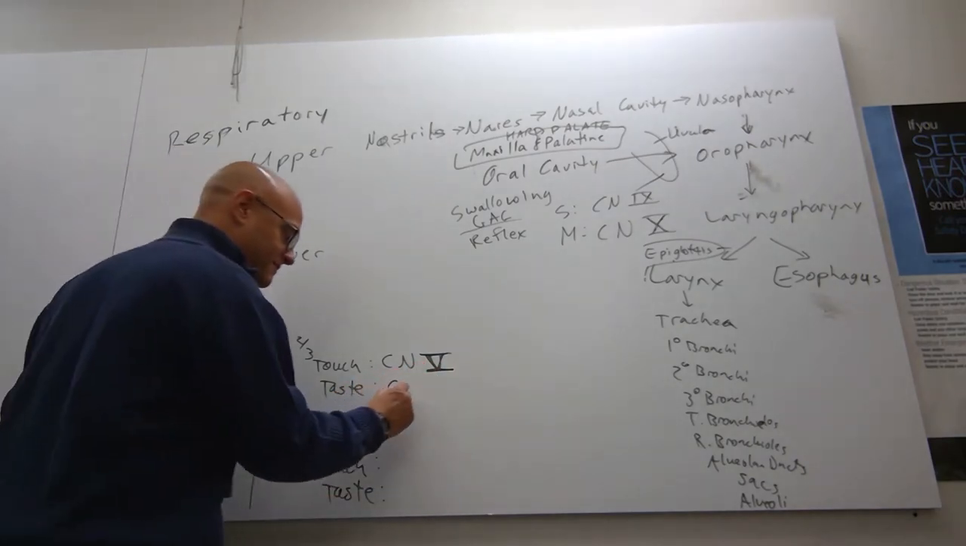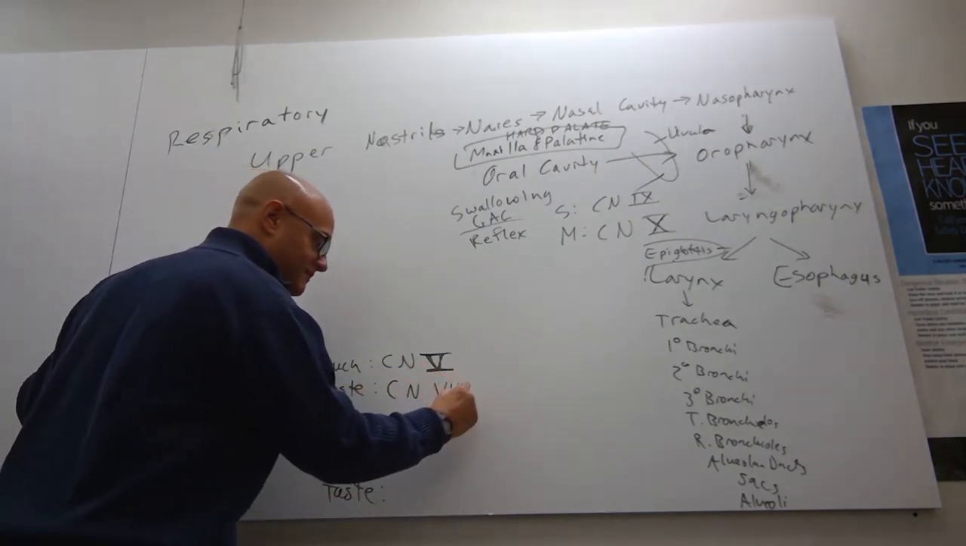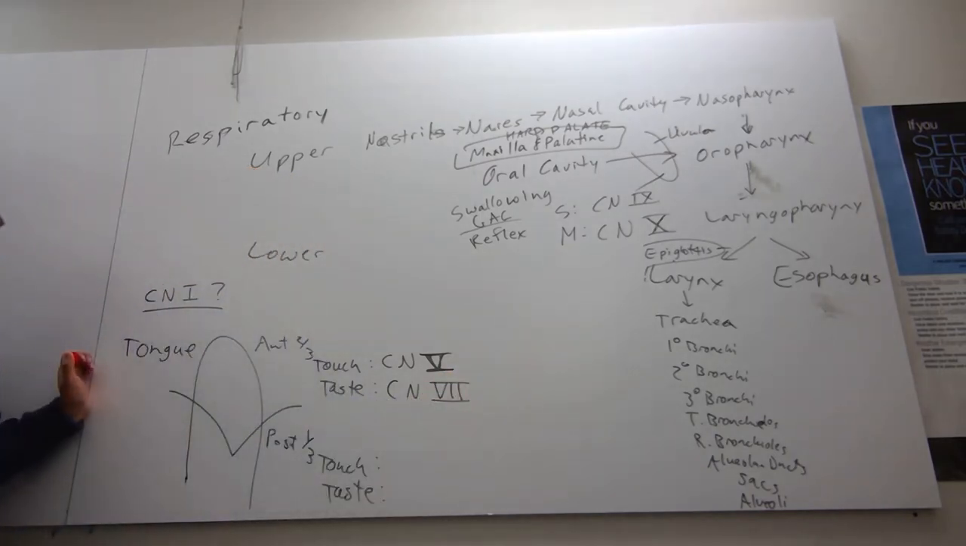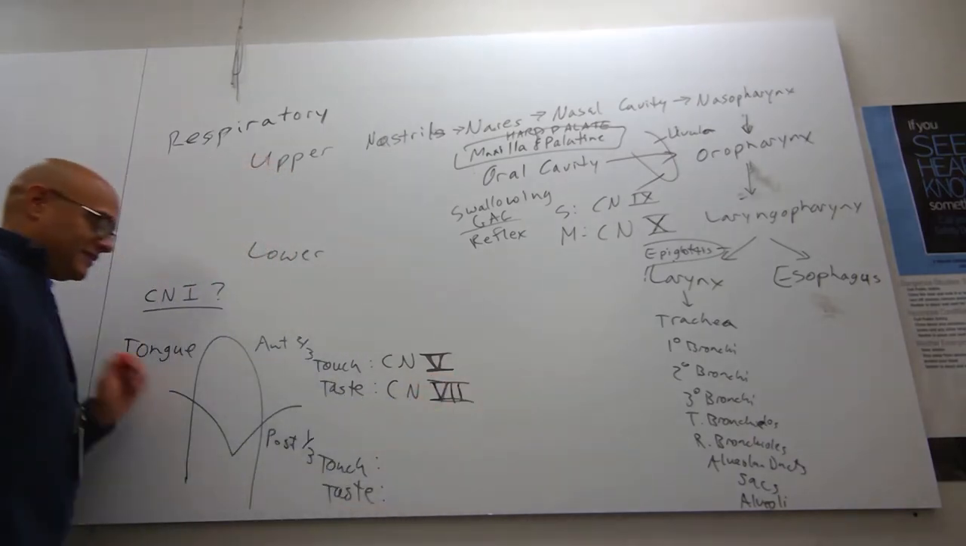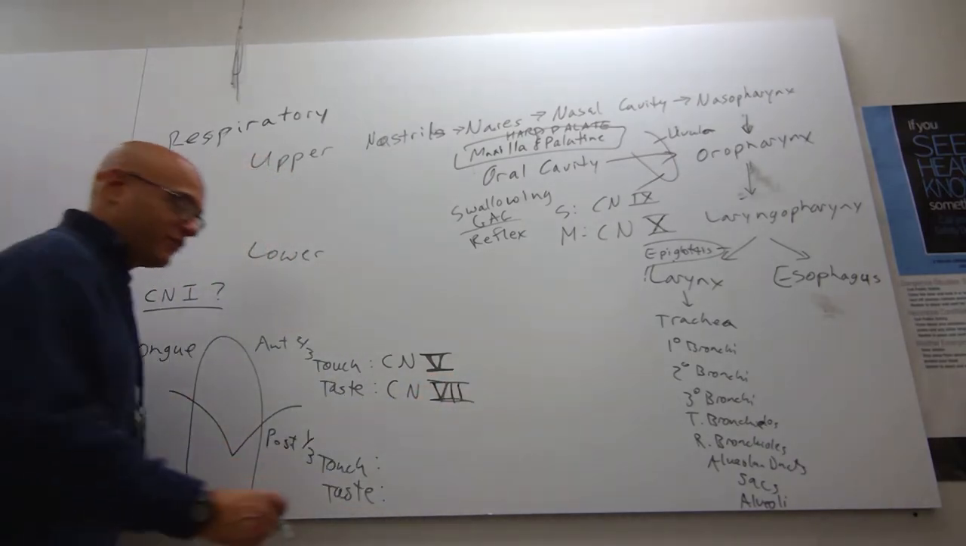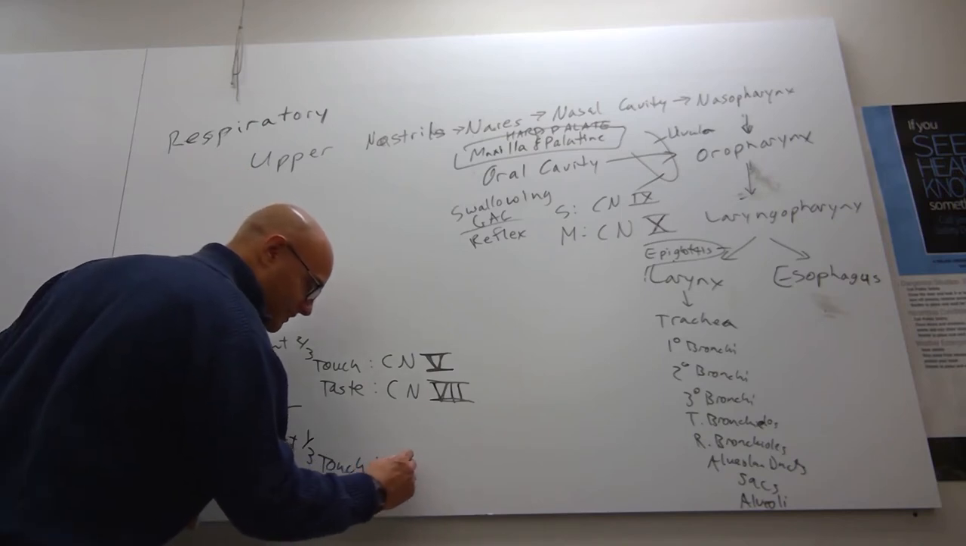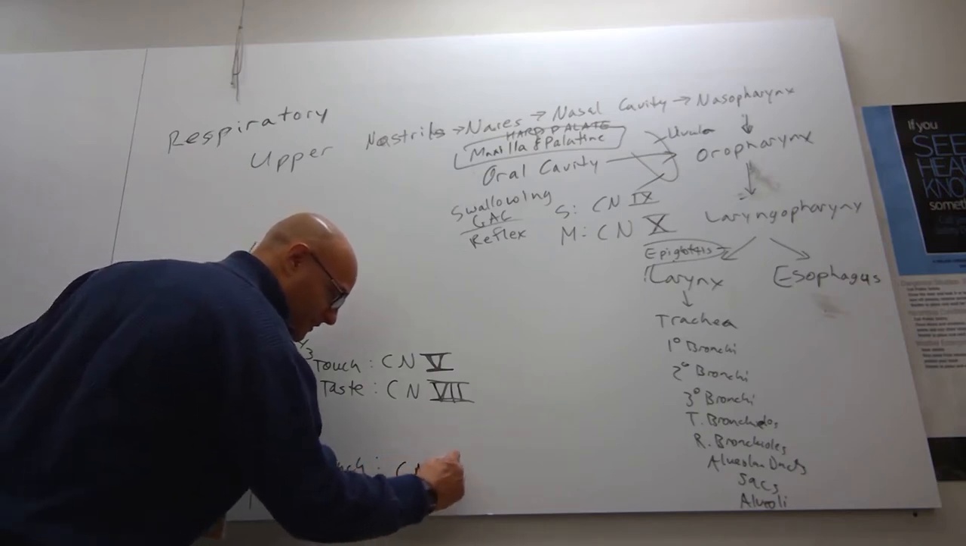Taste? 7. 5 is that piggyback on 7. Touch and taste of the posterior 1/3 of the tongue. Glossopharyngeal, which would be? Cranial nerve 9.